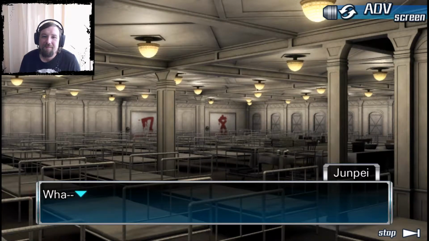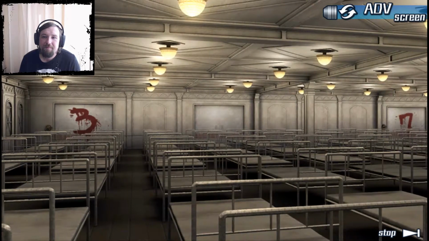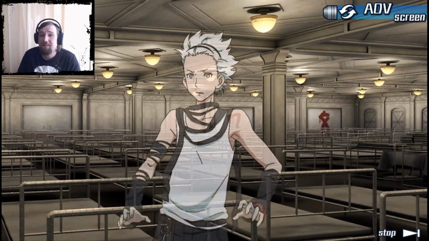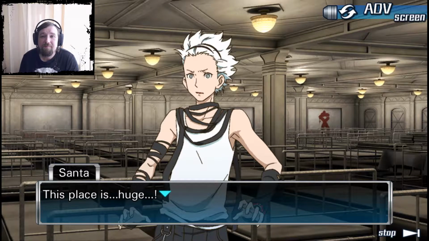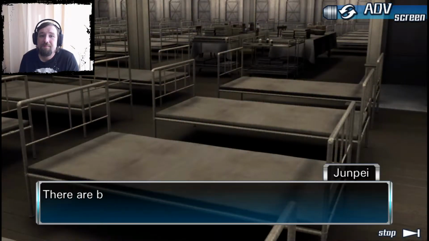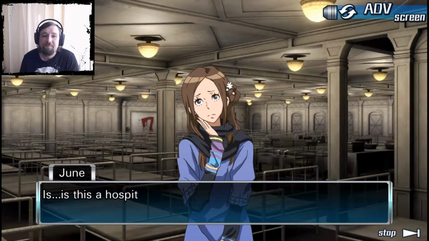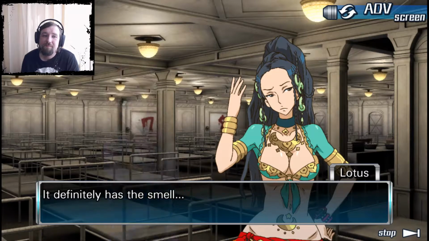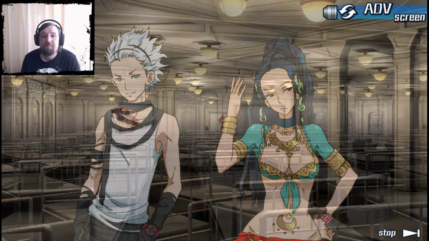And? What? Numbered doors. 3 and 7 and 8. Are the rest of the people here too? What the hell is this? This place is huge. Oh, there are beds everywhere. Is this a hospital? It definitely has the smell. And the look. I see medicine cabinets and surgical tools.